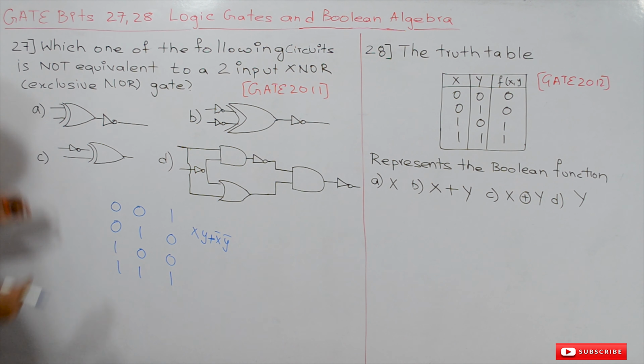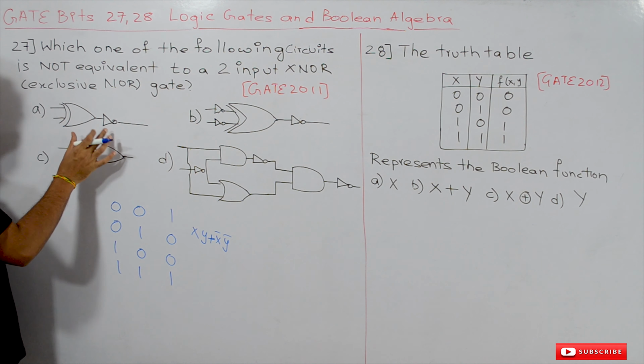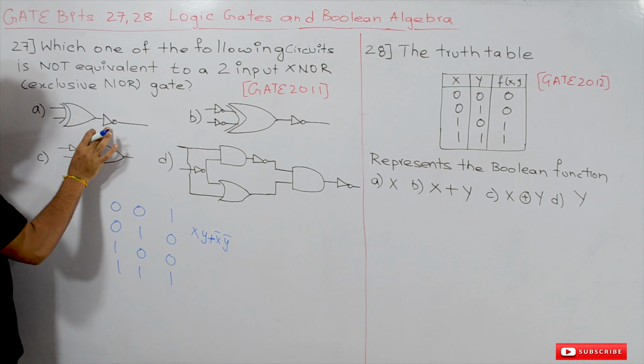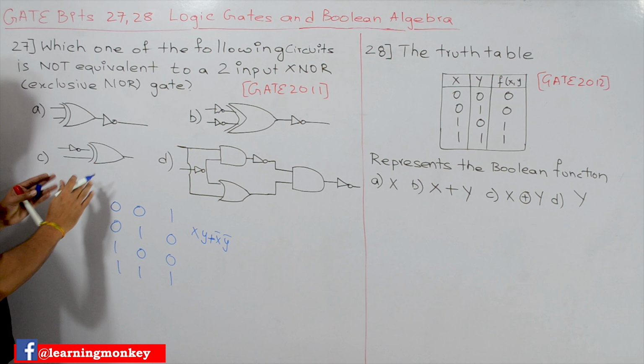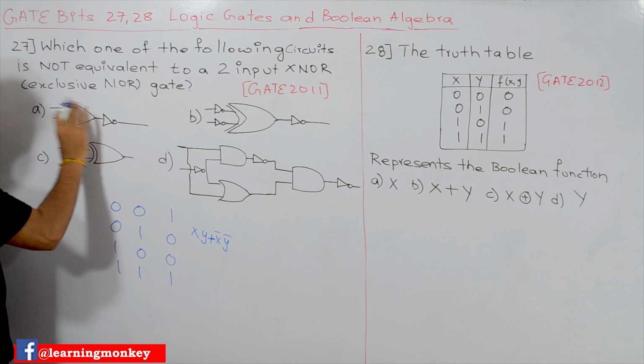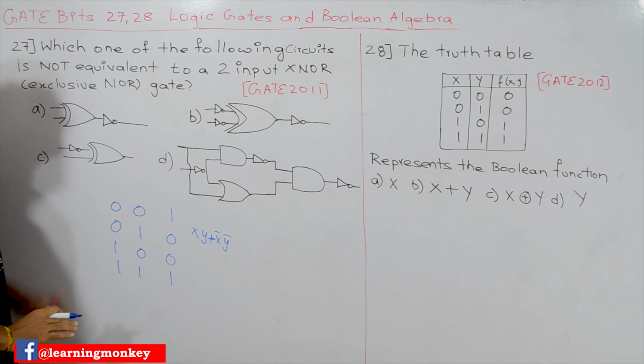Now coming to the first circuit, this is the direct symbol for the XNOR gate. This is the symbol for the XOR gate, and the negation of the XOR gate is what we call XNOR, right? So this is the direct symbol, and there is no need for anything else. This is going to produce the output of an XNOR gate.